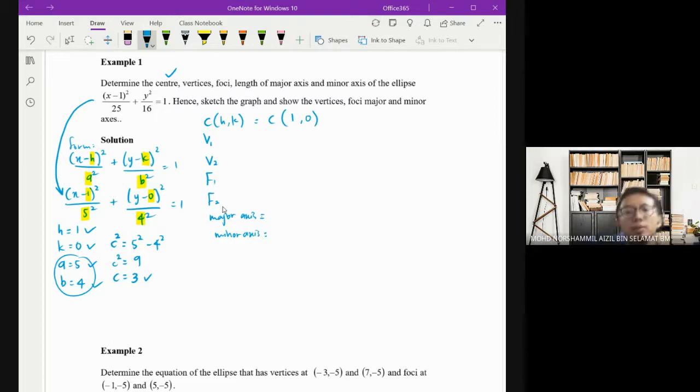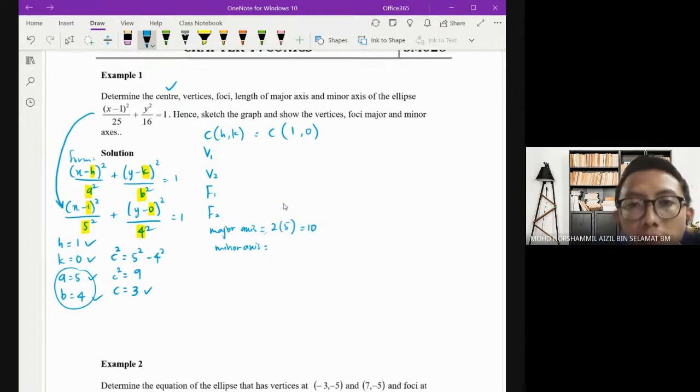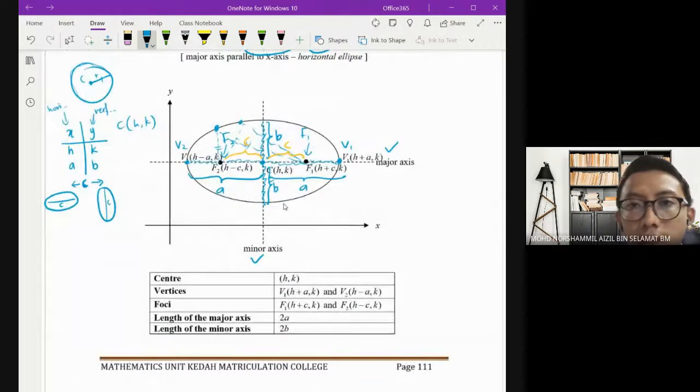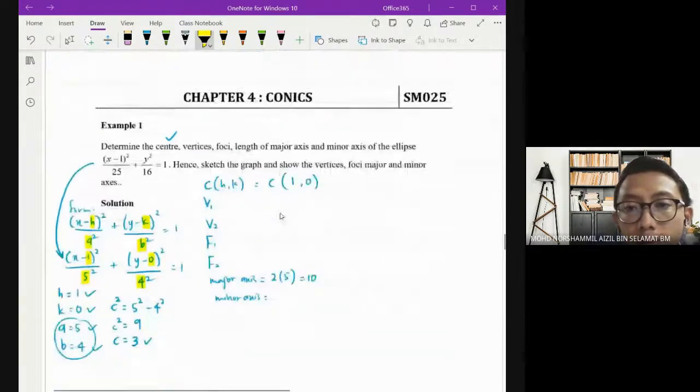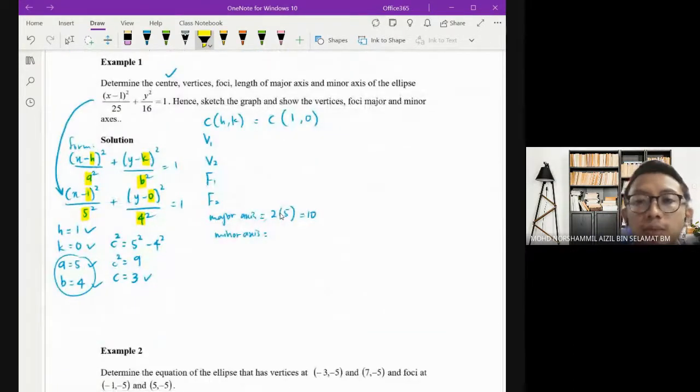Major axis dengan minor axis senang. Major yang mana besar? A kan? A 5 kan? So maksudnya 2 darab 5. So dapat 10. Kenapa 2 darab 5? Sebab major axis ni guys, ni major axis, dari panjang daripada sini sampailah sini. Okay. So maksudnya A tambah A. So 2A. Dapat tak? So dapat 10.